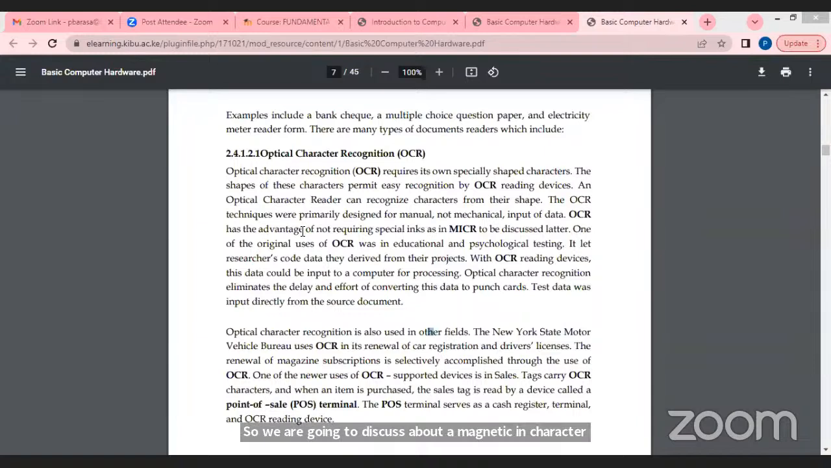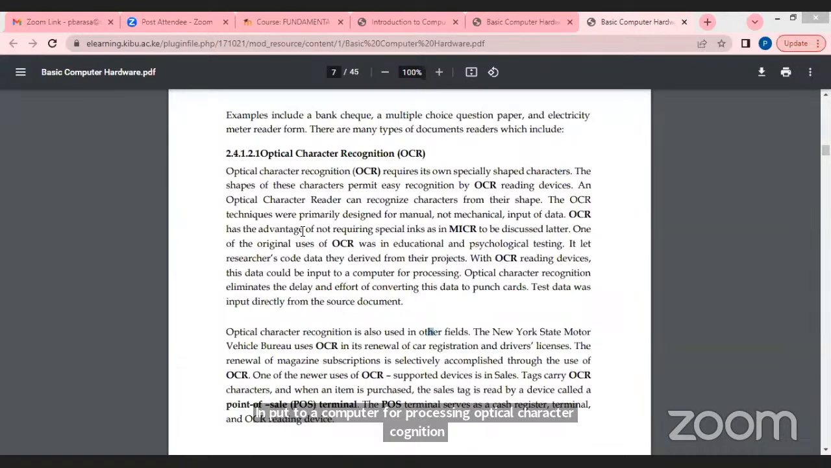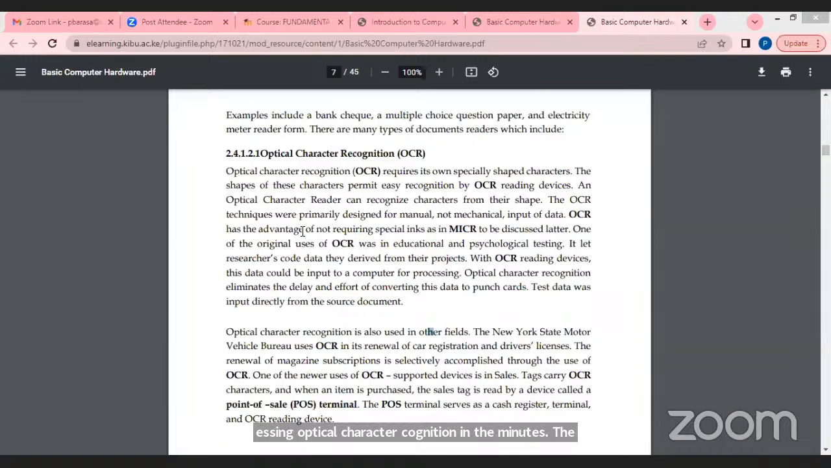One of the original uses of optical character recognition was in education and psychological testing. It lets researchers code data they derived from their projects. So with OCR reading devices, this data could be input to a computer for processing. Optical character recognition eliminates the delay and effort of converting this data to punched cards. Test data was input directly from the documents.